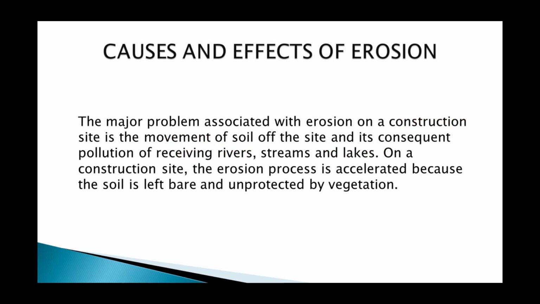Causes and effects of erosion. The major problem associated with erosion on a construction site is the movement of soil off the site and its consequent pollution of receiving rivers, streams, and lakes. On a construction site, the erosion process is accelerated because the soil is left bare and unprotected by vegetation. The amount of erosion on a construction site can be as many as 250 times greater than if you have a site that is not disturbed by grading.